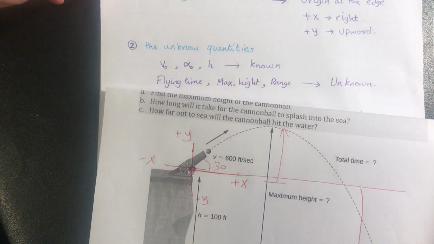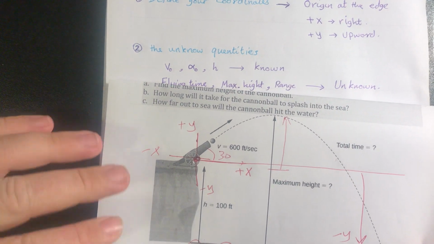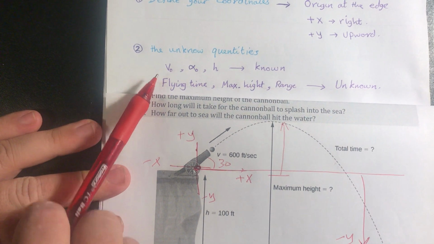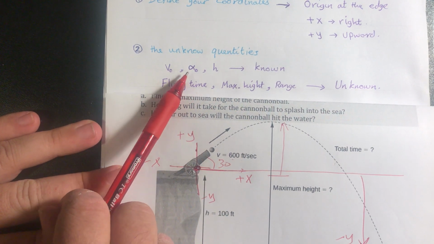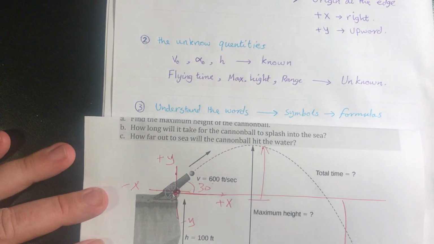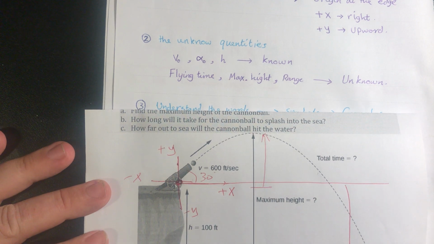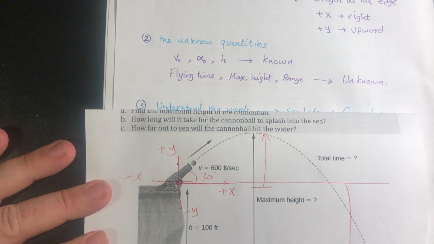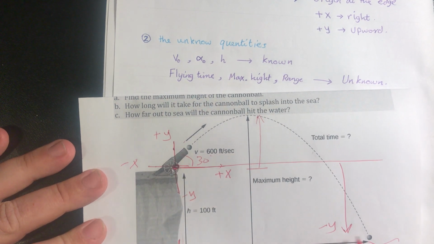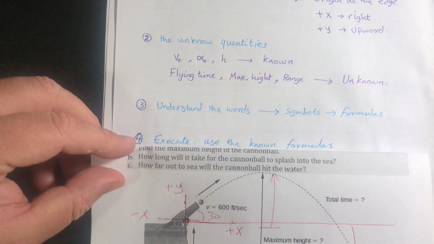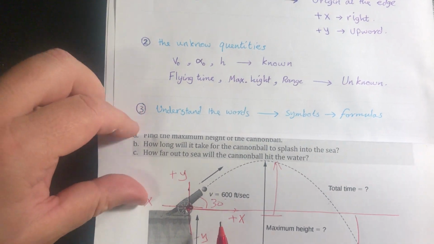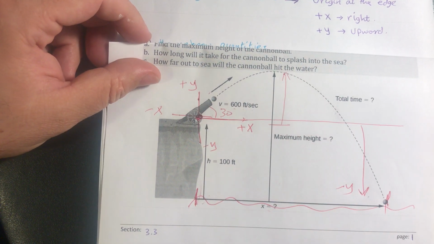Next, I need to clarify the known quantities. The known quantities are V naught, which is 600 feet per second, alpha naught, which is the angle, and h, which is the height, 100 feet. What are the unknown quantities? The flying time, the maximum height, and the range from this origin to the final point. We need to understand the sentences and the words here, and I think the sketch can explain that better.